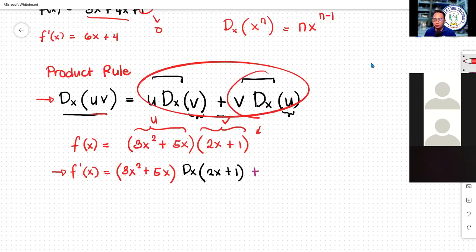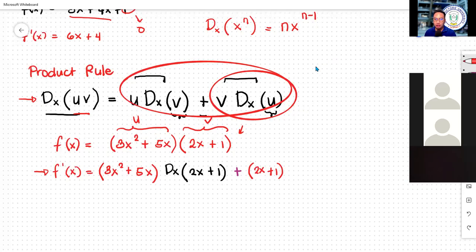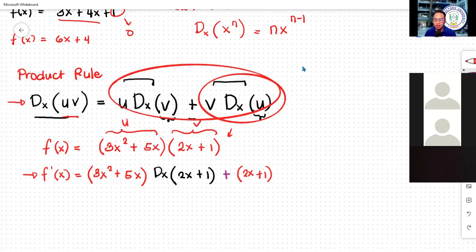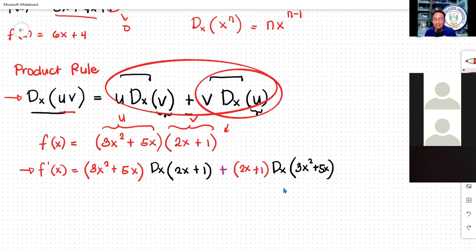We now do this pattern here. Which one is our v? The 2x plus 1. So 2x plus 1. Let me just scroll to the left. Times dx. And then our u, which is 3x squared plus 5x there. We are just going to simplify this.